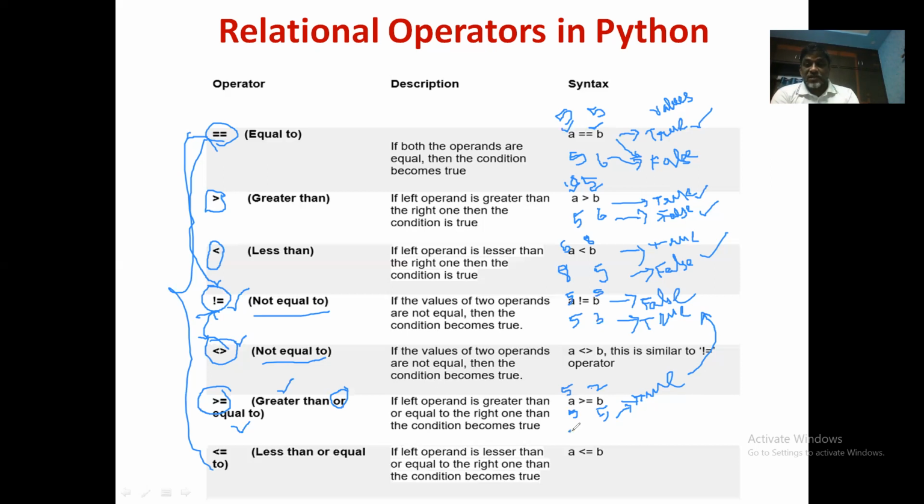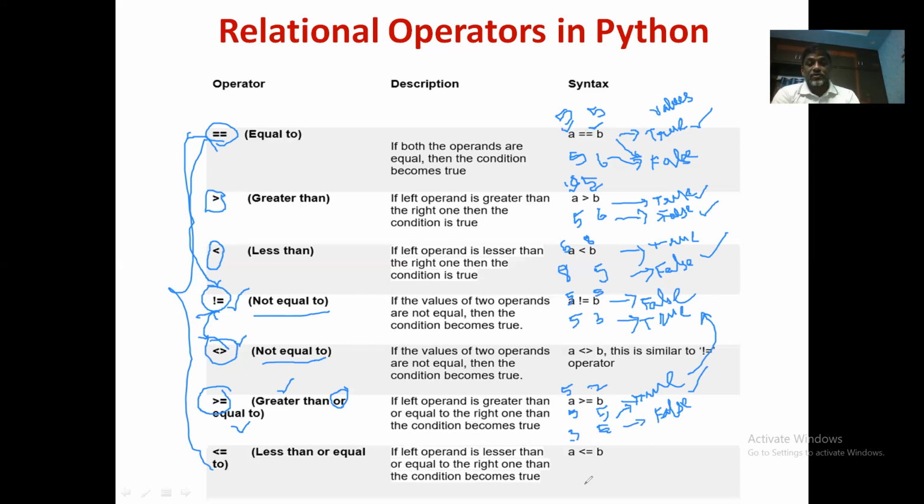Otherwise, that means both of them are false. For example, if A is 3 and B is 5, then neither greater than is satisfied nor equal to is satisfied. Therefore, this will return false. If both the conditions fail, then it returns false. Otherwise, if either greater than is satisfied or equal to is satisfied, it's going to return true only. So that is about greater than or equal to.